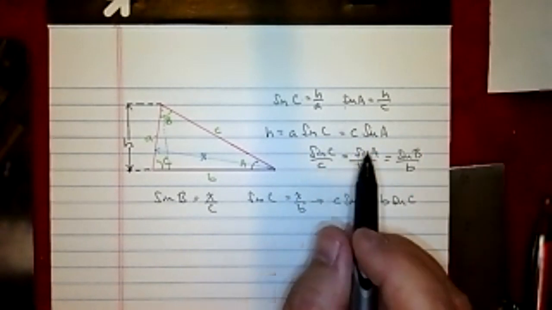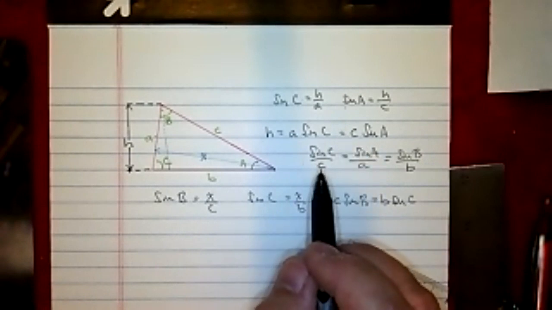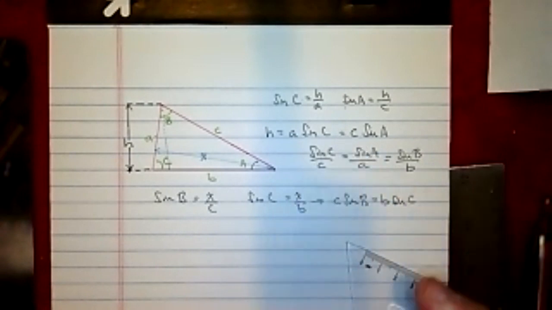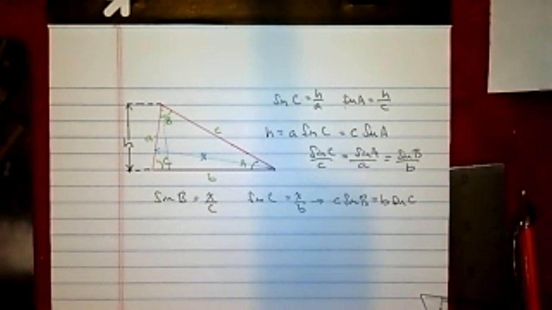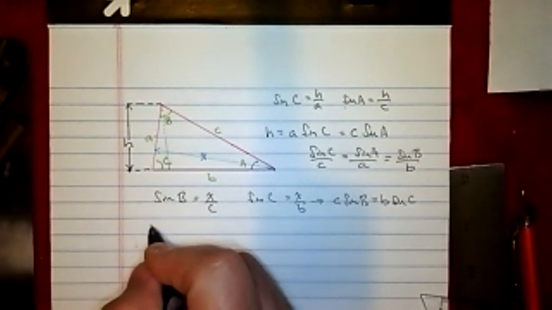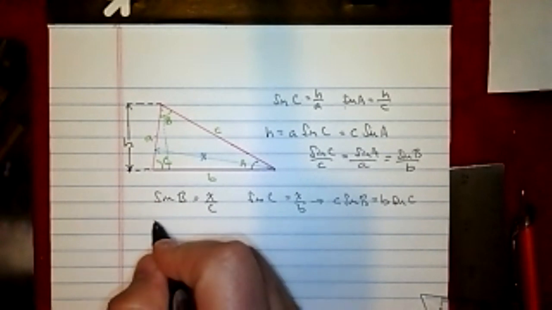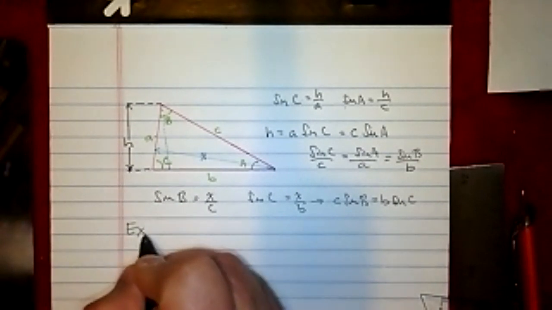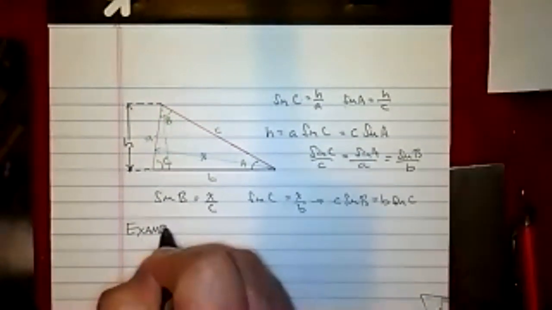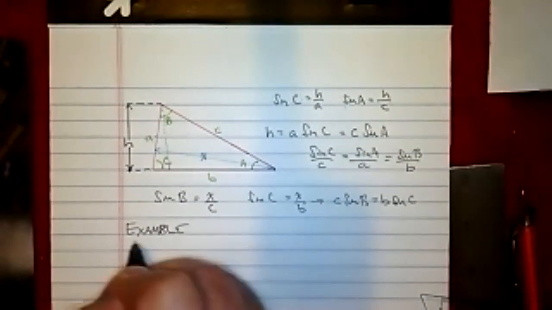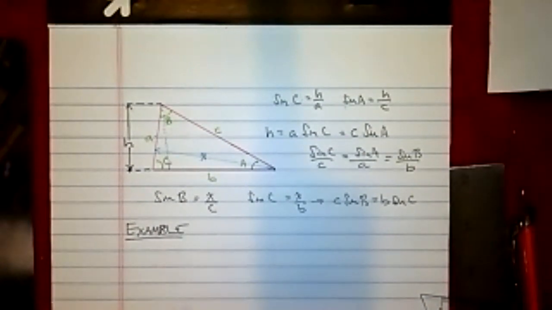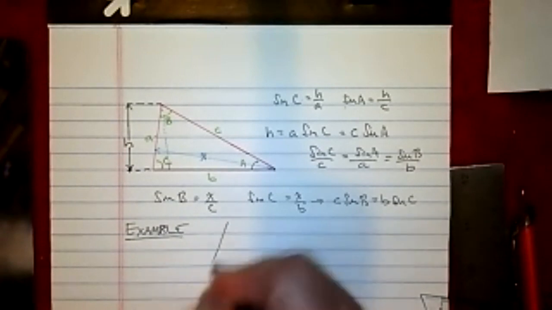Now, as long as you know two angles and one side, or two sides and one angle, you're good to go on solving for this particular triangle. So in other words, working out the rest of the angles and stuff for the triangle. So for instance, here's an example of how to use the law of sines. So if I take a triangle, let's say it looks like this.